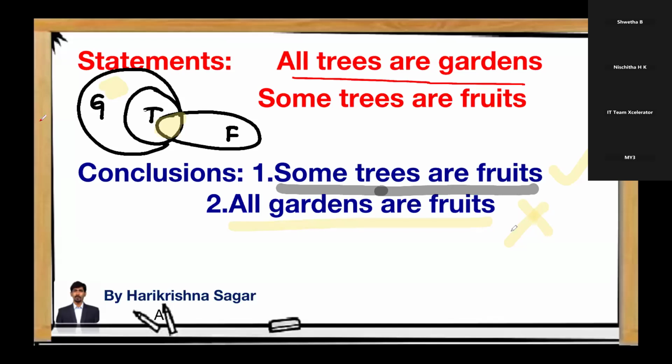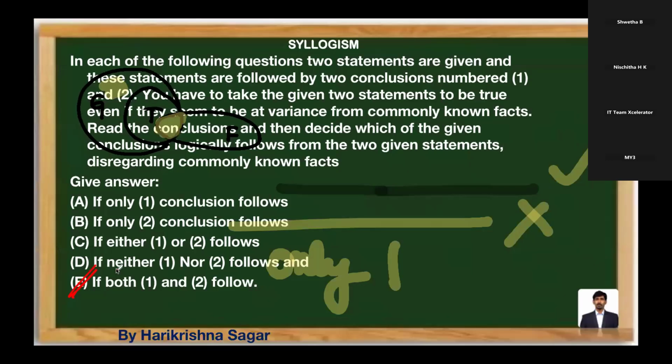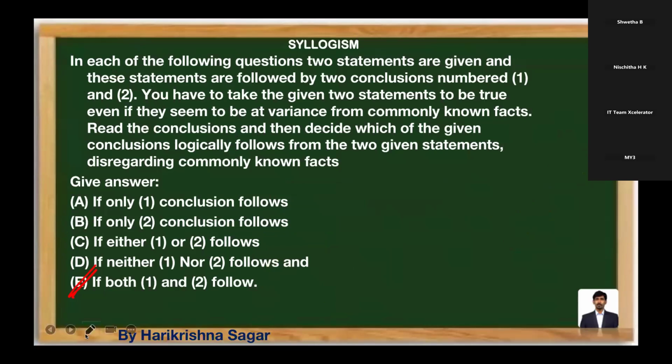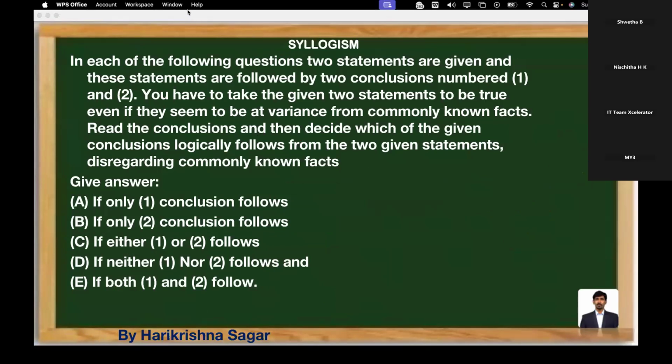Most of them initially said both 1 and 2 are true. How come the second one is correct? The second one is not a correct conclusion. So you will be marking the answer: only conclusion 1 follows. As per the option choices, which option will you be marking? Look at the options again. I'm showing which option you will mark in the exam. Do remember these option choices. We'll be marking the answer as option A.